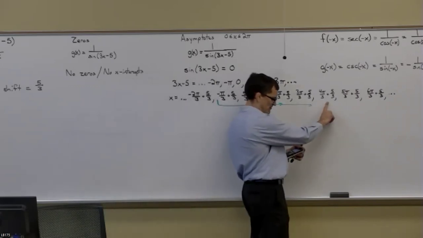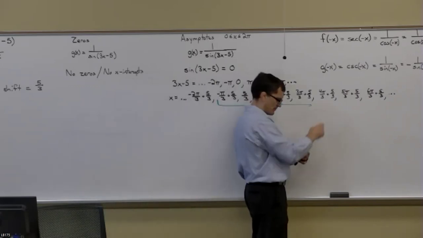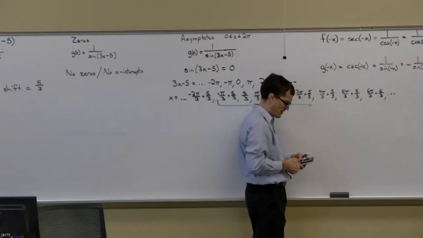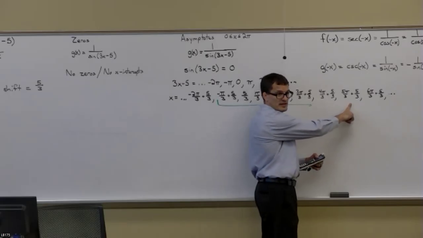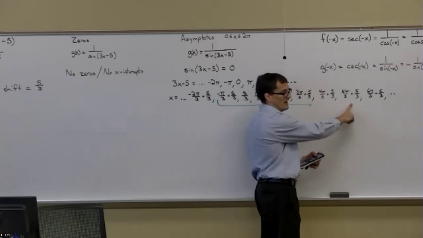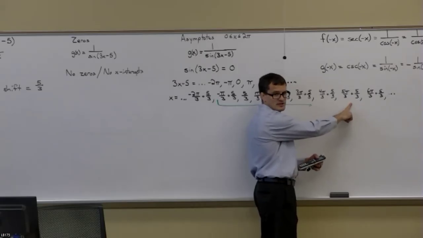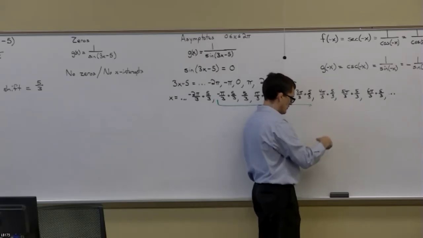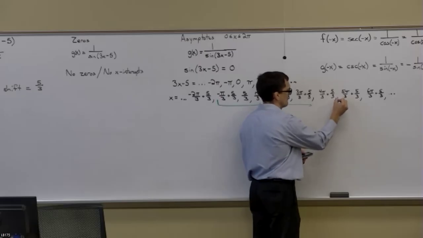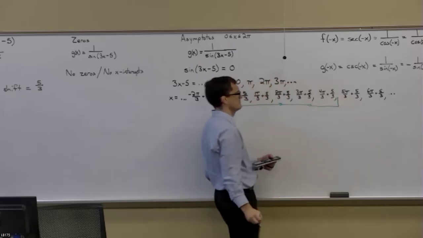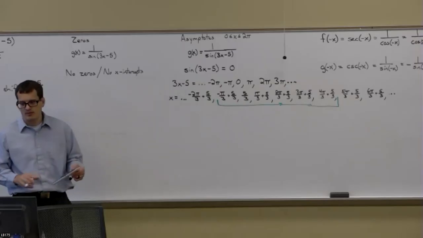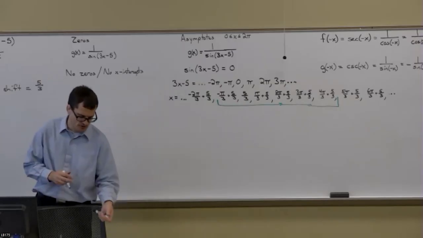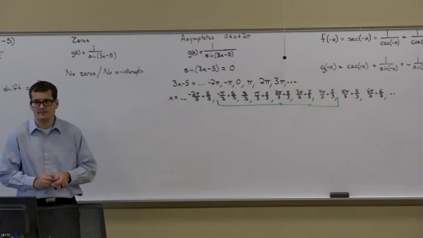This gives me about 5.86. When I take 5 pi over 3, I get 6.9. That's above 2 pi. That's above 6.28. So I can stop here. So those are the answers of the asymptotes between 0 and 2 pi.